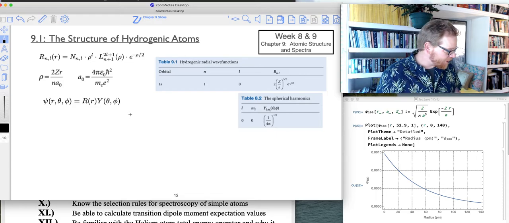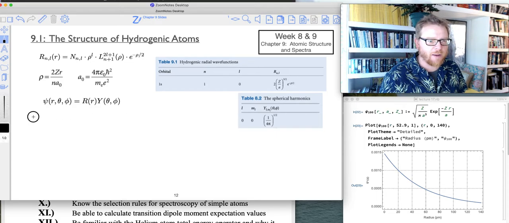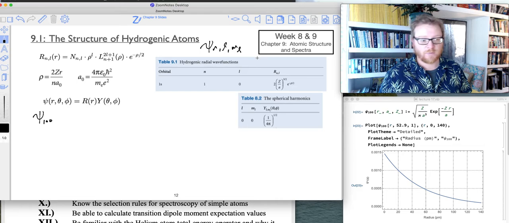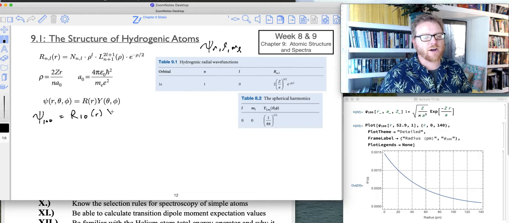Okay, so my nomenclature is going to go as follows. I'm going to write it as psi 1 0 0, and so that stands for psi n l ml. That's how we're going to put together our total wave function. All right, and so I know that I can break that up into R of n l, and I can also then break that up because I know that Y is Y l ml. So that's going to be Y 0 0 of theta and phi.